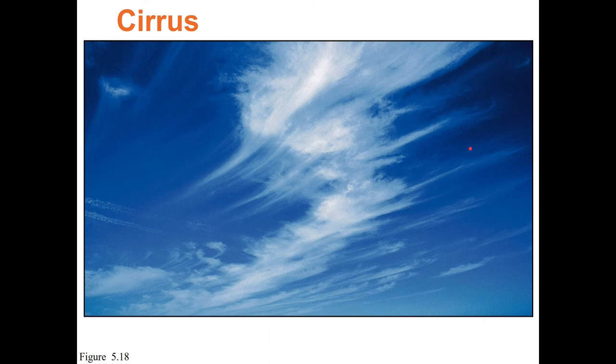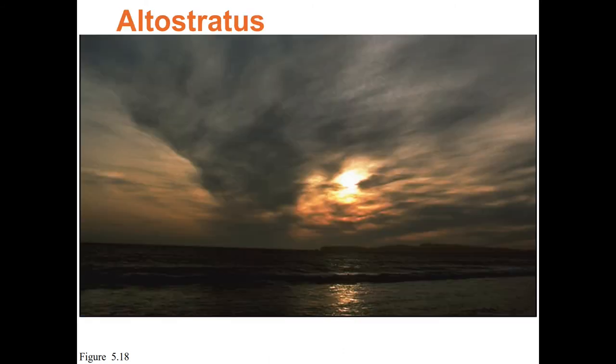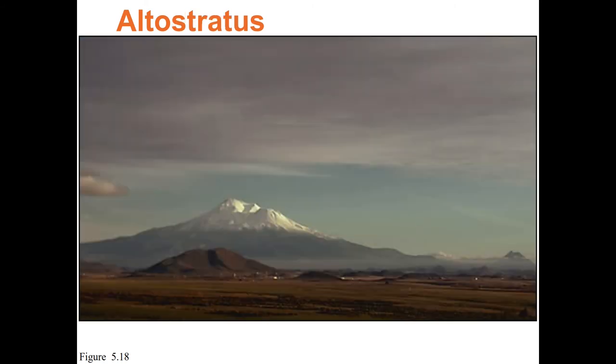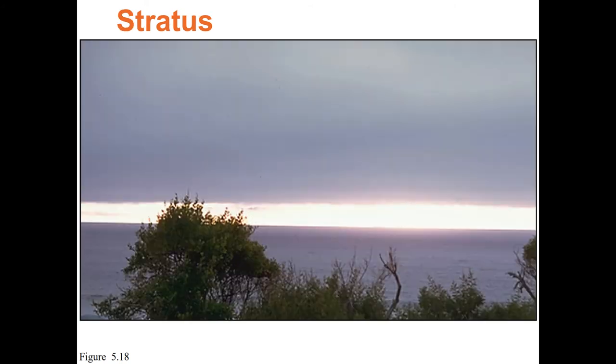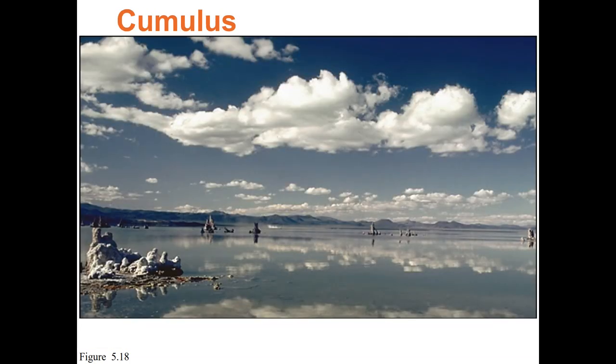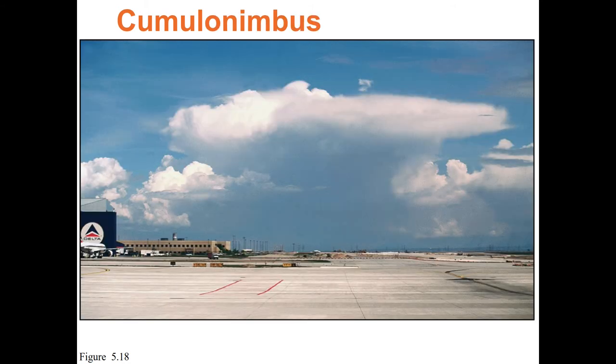So cirrus, wispy. Altostratus, it looks darker because it's made of water now. Altocumulus, they're little puffy things. Altostratus is just boring. Here we've got an altostratus cloud by Mount Shasta. Stratus, probably the most boring. It's just flat. At least with nimbostratus, you get rain, right? Cumulus, little puffy clouds seen here over Mono Lake. Cumulonimbus.